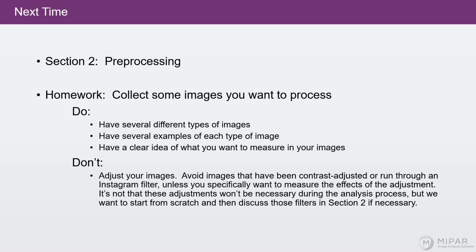And of course, don't pre-process your images. If you're sending something that's been run through the sepia filter on Instagram, it's not going to be the best, unless you specifically want to measure the effects of that adjustment. It's not that we're not going to need these adjustments. That's what pre-processing is, these grayscale adjustments, contrast adjustments, that kind of thing. But we want to start from scratch. And we'll discuss those filters in section 2 if they're really necessary on your particular image.